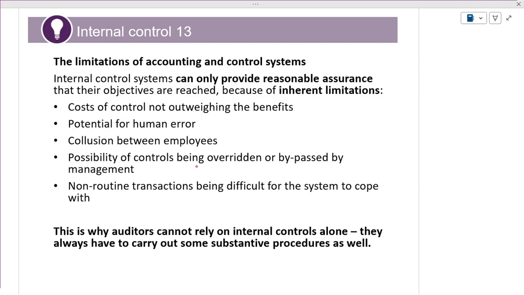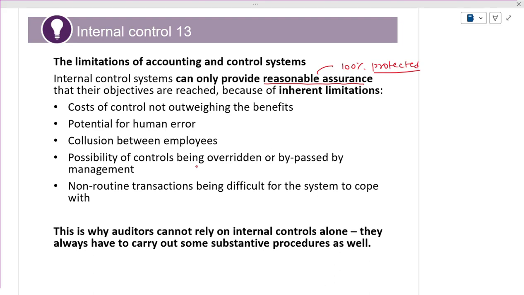What are the limitations of accounting and control systems? Now we say, yes, they can only provide reasonable assurance. You should not think that we have internal controls and we are 100% protected. Okay, I'm not saying safe, I'm using the word protected. We are not 100% protected.